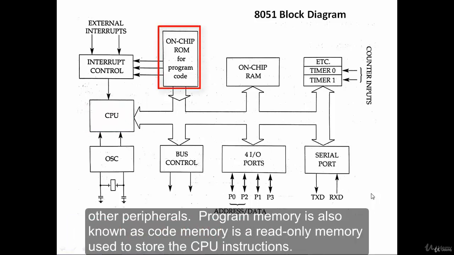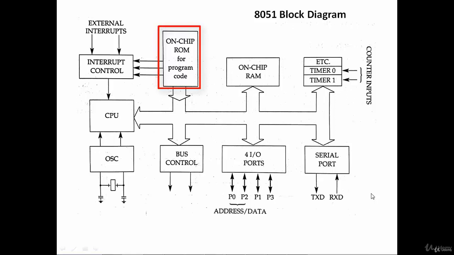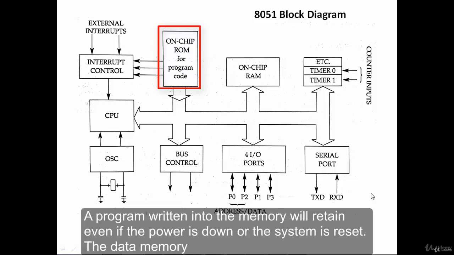Program memory, also known as code memory, is a read-only memory used to store the CPU instructions. A program written into this memory will be retained even if the power is down or the system is reset.